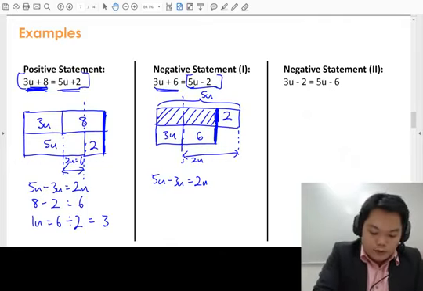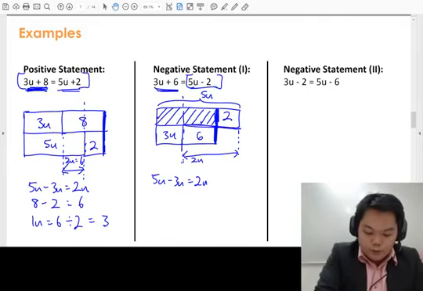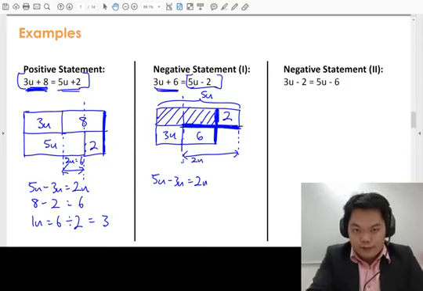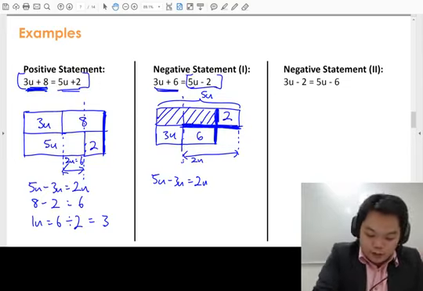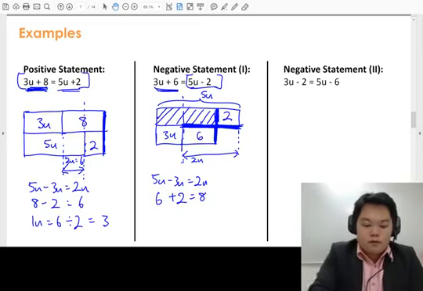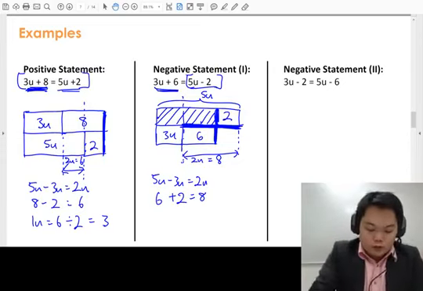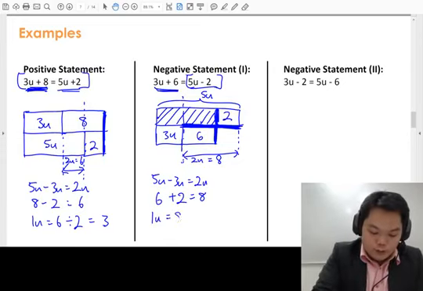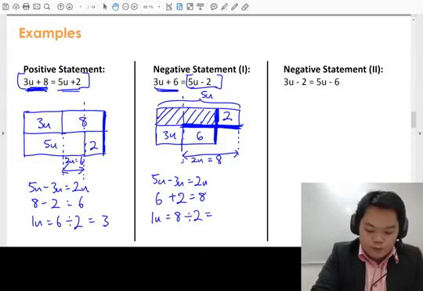The next thing to do would be to compare the numbers. Now the important part here is to compare the length. And in this case, it is the sum of 6 and 2. This gives you 8. So we say that 2 units is 8. We can conclude that 1 unit must be 8 divided by 2 to give us 4.